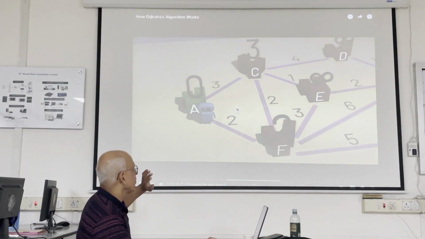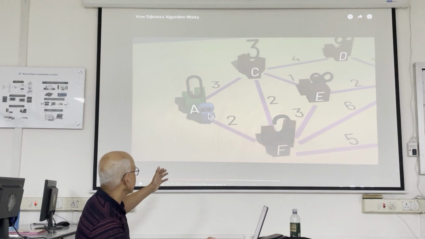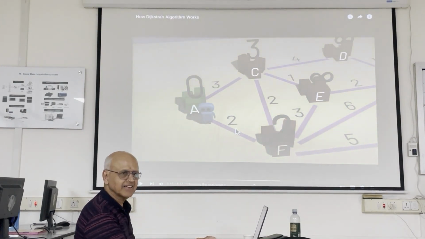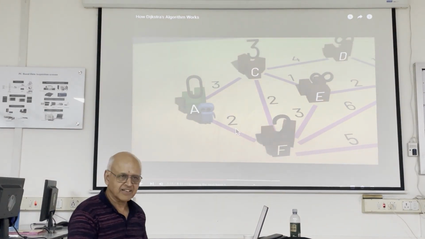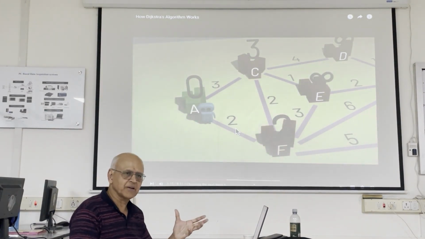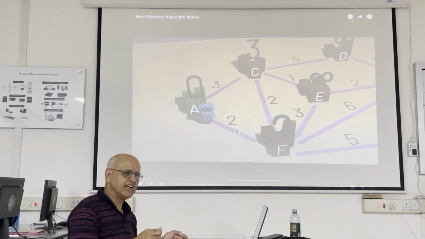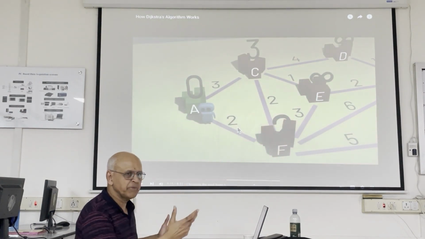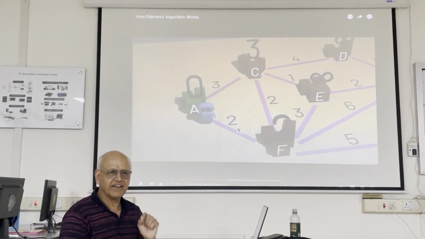Because no matter what happens, the distance from here to the starting city cannot be greater than 2, right? And you know why that is so? One of the conditions of Dijkstra's graph algorithm is that you can't have negative weights. So if you had negative weights, then it might be possible to beat 2, because somewhere there might be a negative edge. But that's why Dijkstra's algorithm assumes that the weights are always positive.